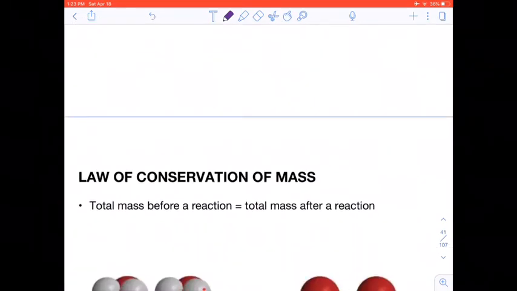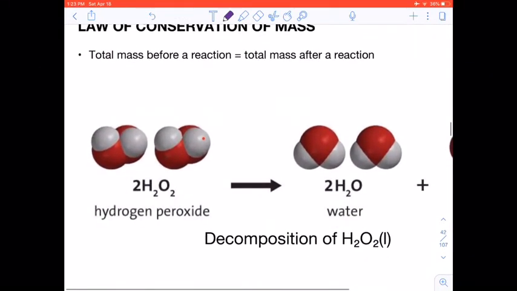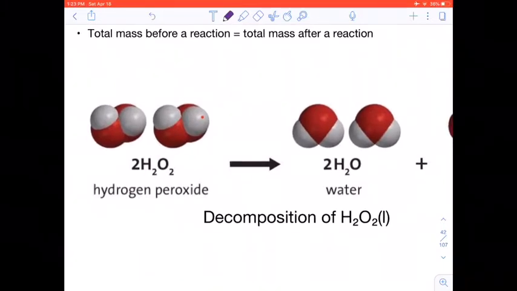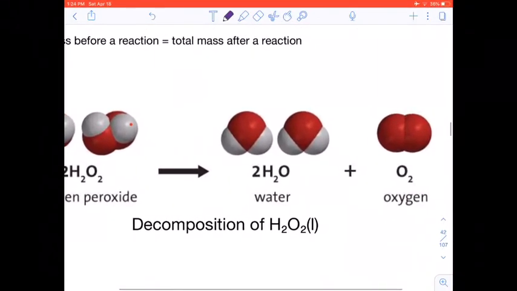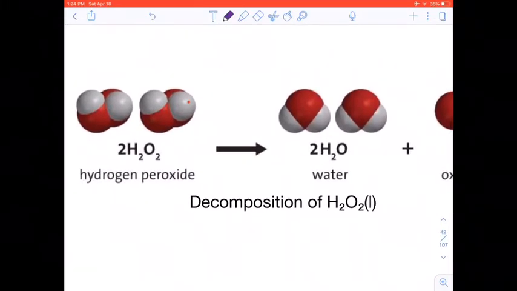Now let's go to the law of conservation of mass. So the law says that the total mass before a reaction is equal to the total mass after a reaction. Okay, so let's illustrate that. Here again, that would be at a microscopic level where we are showing these particles of peroxide. We've got 2 of the peroxide particles, and when it decomposes, it gives us 2 water molecules and 1 oxygen molecule.